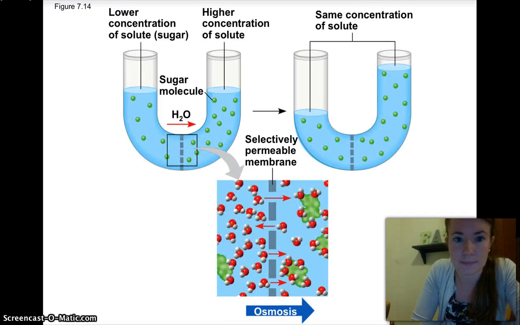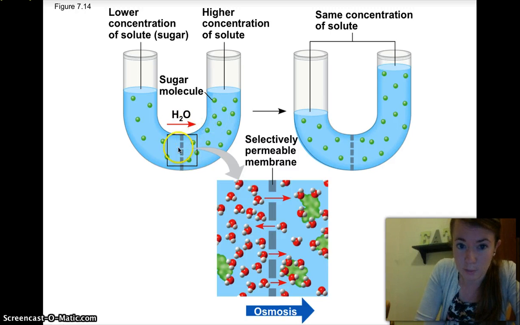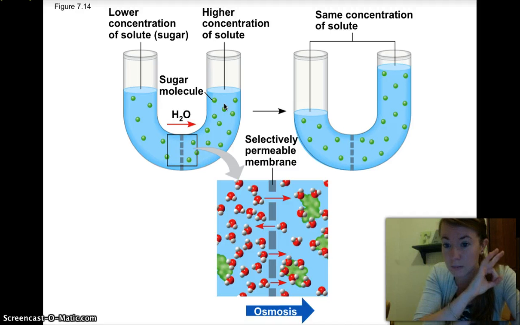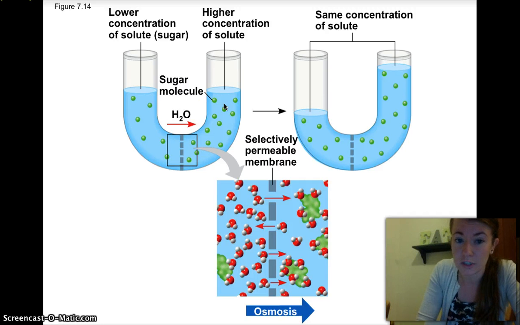So here we have a picture. This is a U-shaped tube with a selectively permeable membrane. And you can see that on the left side of the barrier, there's far fewer solute molecules than there are on the right side of the barrier. However, this selectively permeable membrane does not allow sugar molecules to cross. The pores in the membrane are so small that only water can fit and sugar molecules cannot. So these sugar molecules cannot go from right to left to cancel out the concentration gradient. They want to, but they can't.